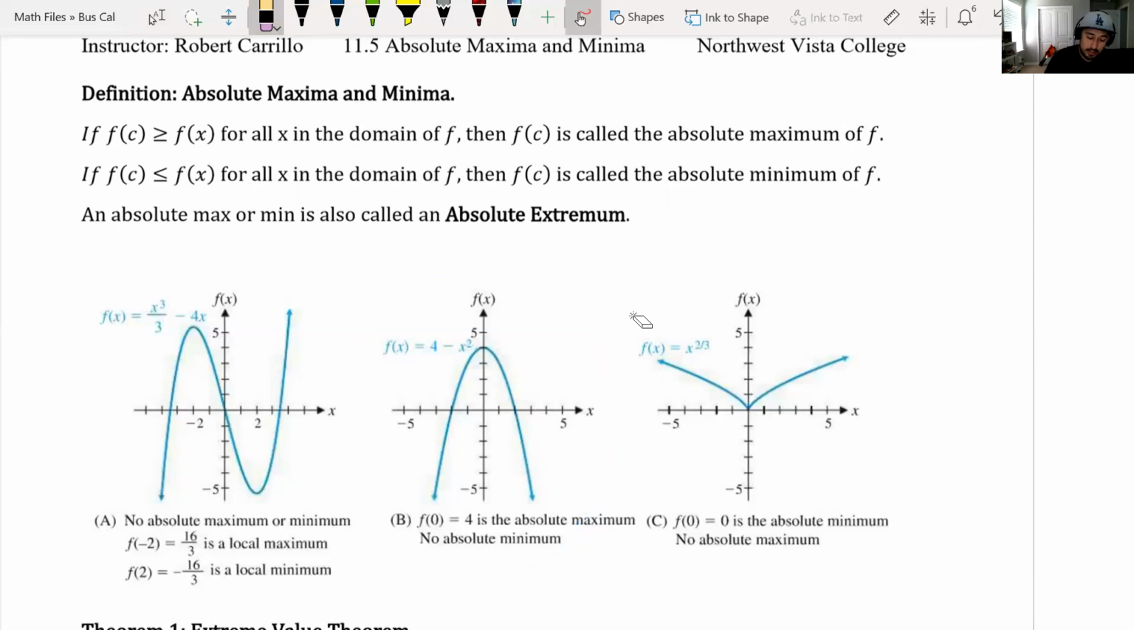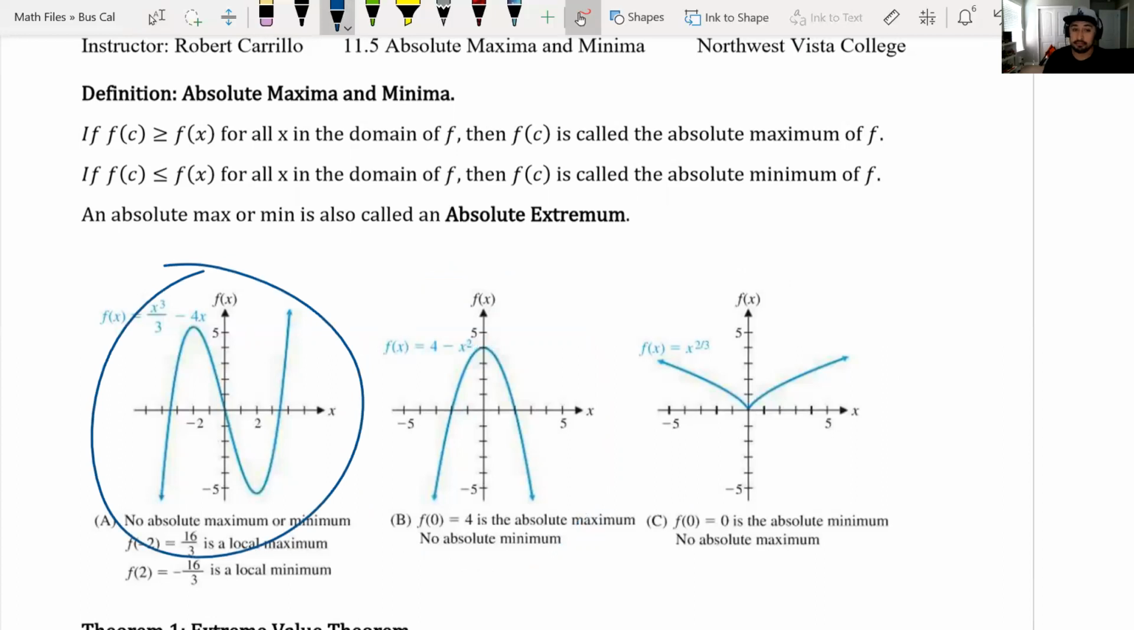Look at the first graph. You see that this tail heads towards infinity, that tail heads towards negative infinity. This means there is no absolute high point and there is no absolute low point. Therefore, this point here is just a local maximum, and this point here is just a local minimum. Not an absolute max, not an absolute minimum. So today we only want to focus on finding absolute maximums and absolute minimums. All right, so that's what we want to look for.